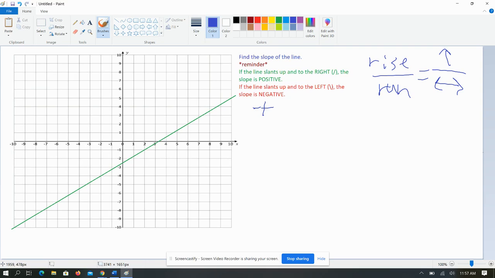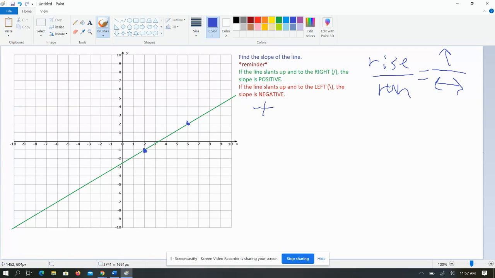So the first one that I see when I'm looking at this is this one right here. All right, so I'm going to make a big dot right here. And then I'm going to look on my line. Where else does it intersect? And I've got one right here where it intersects. All right, so I have my 2 points, so I can start trying to figure this out.